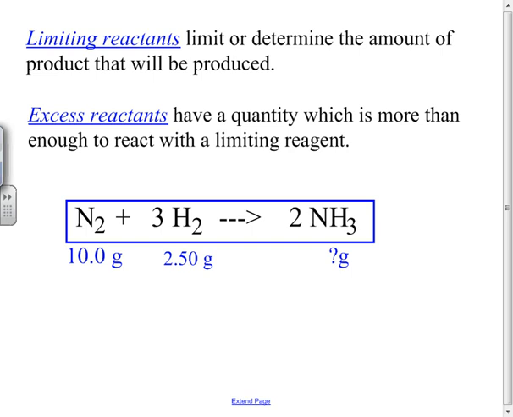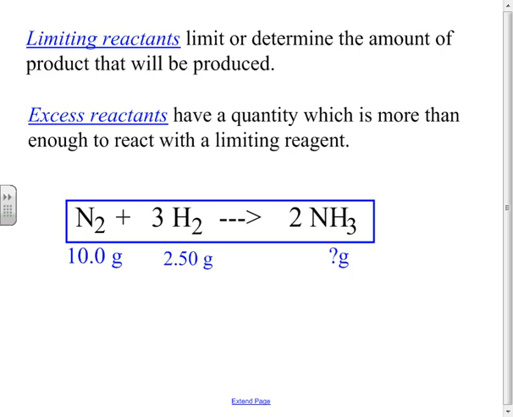Definitions: limiting reactants limit or determine the amount of product that will be produced. The limiting reactant is the one that there's proportionally less of and that runs out first, whereas the excess reactants have a quantity which is more than enough to react with the limiting reactant.